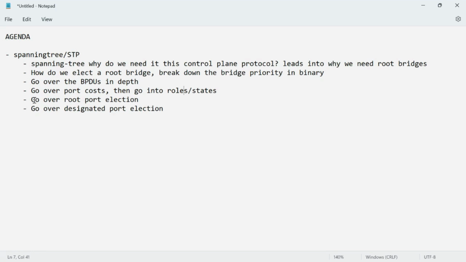And then we have the elections, right? So we're going to go over 2 of those roles/states called the root port and the designated port. And that should finish up the lecture portion of spanning tree. And then I do have a lab.